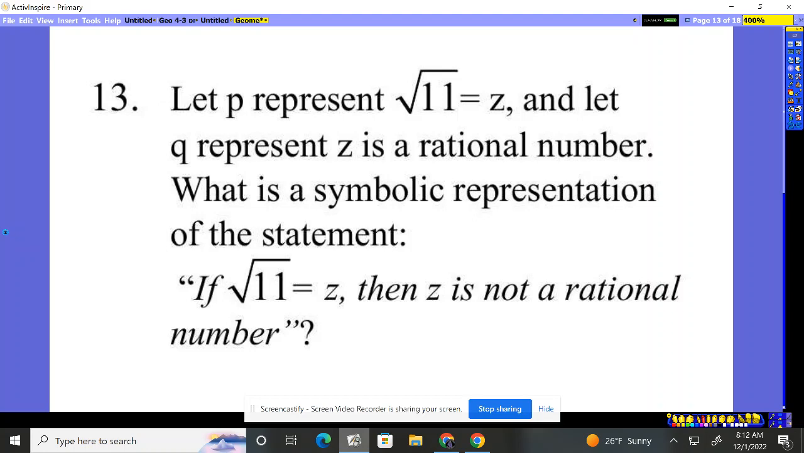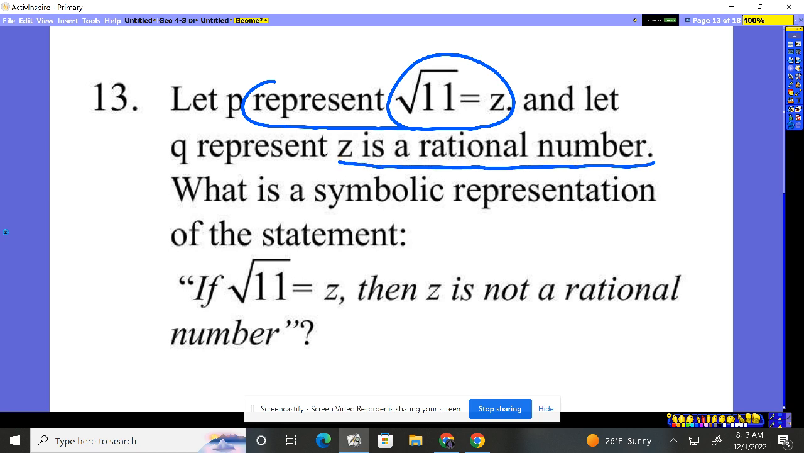13, let P represent the square root of 11 equals Z. Okay, so we know P is representing square root of 11 equaling Z. And let Q represent Z is a rational number. Okay, no big deal. What is the symbolic representation of this statement?